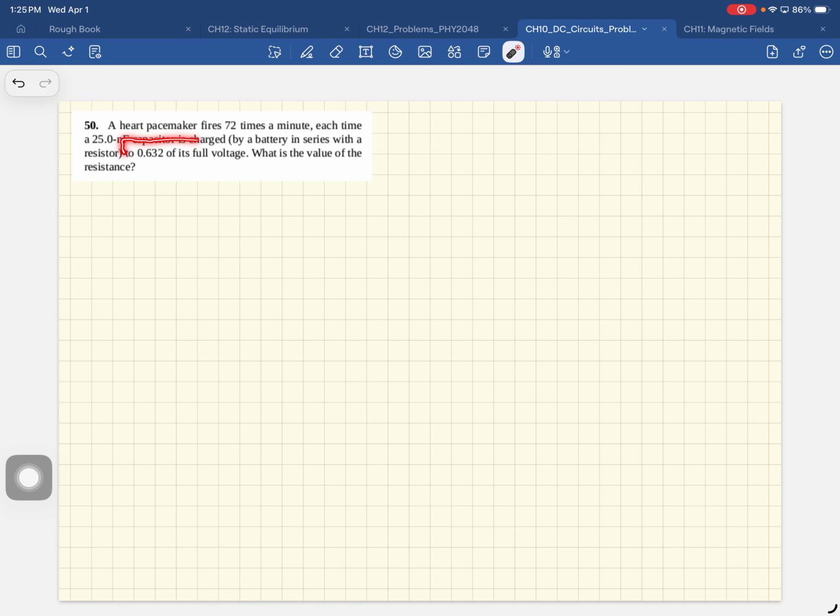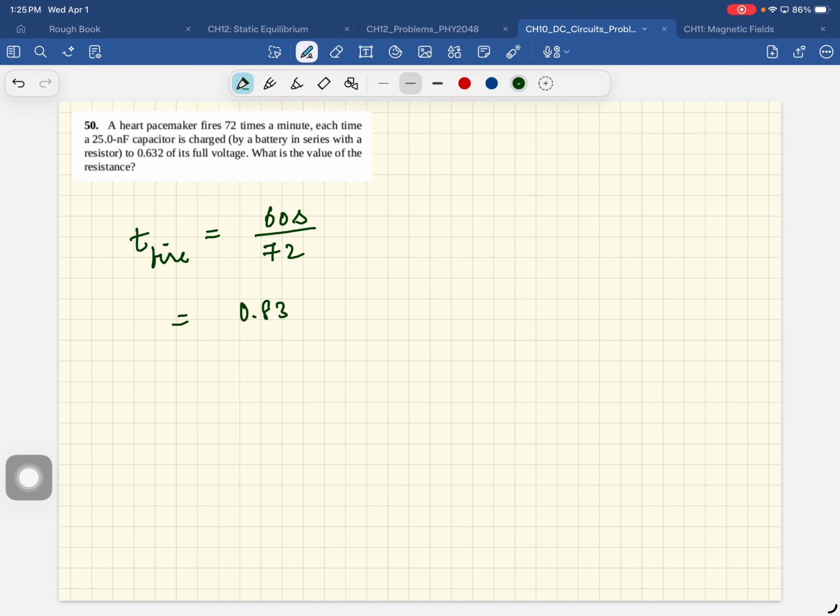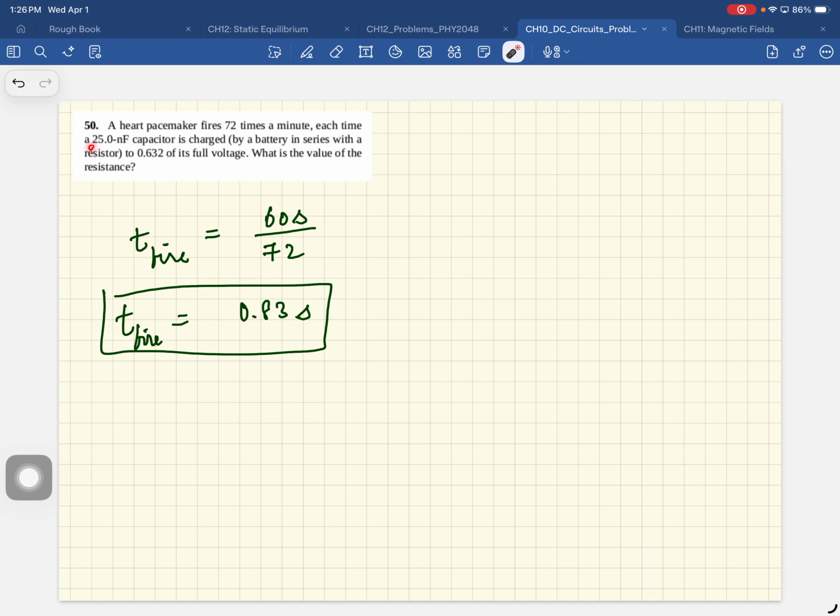This one says a heart pacemaker fires 72 times a minute. So the firing time is 60 seconds divided by 72 times. It fires once every 0.83 seconds. Each time a 25 nanofarad capacitor is charged by a battery in series with a resistor to 63.2% of its full voltage, what is the value of the resistance?